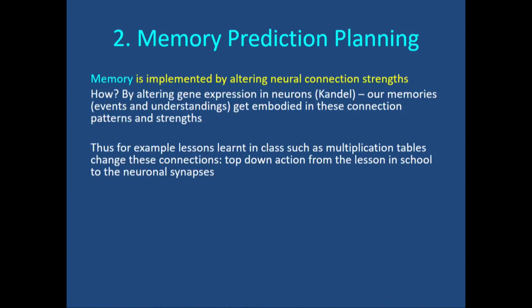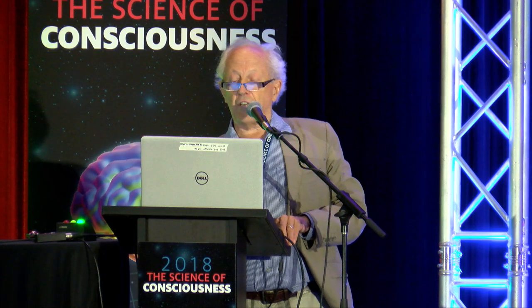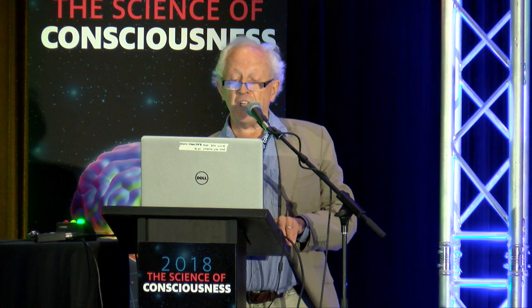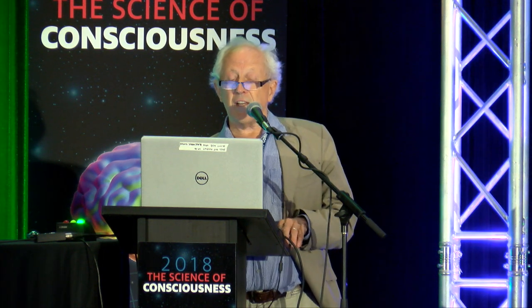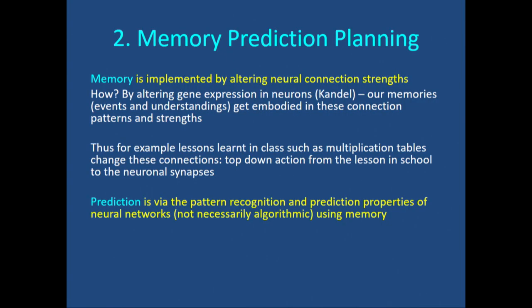Okay, memory, prediction, and planning. Memory is implemented by altering neural connection strengths. How? By altering gene expression in neurons, and this was explicated by Eric Kandel in his Nobel Prize-winning work on Aplysia. Our memories, events, and understandings get embodied in those connections, patterns, and strengths. So our memory, something that happened outside, gets written into our neural connections. Thus, for example, lessons learned in class, such as multiplication tables, change these connections. This is top-down action from the lesson in the school to the details of our neuronal synapses.